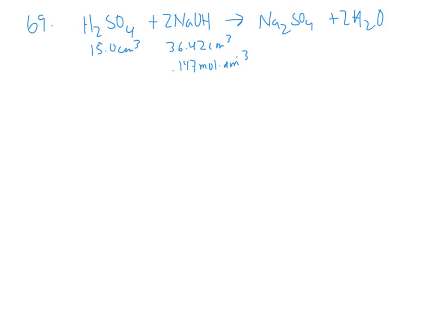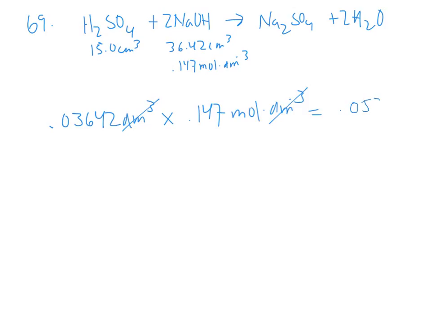So I could take my NaOH, and I know I have 0.03642 decimeters cubed, since it was given to me in centimeters and I divide by 1,000. And if I multiply that by the 0.147 moles per decimeter cubed, then I find that I have 0.005353 moles, and this is my NaOH.